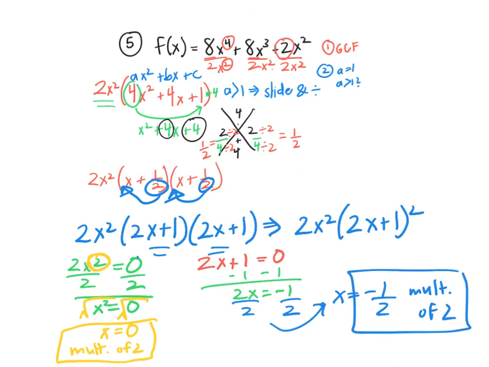All right, that is how you find your zeros and your multiplicity. If you're having trouble factoring, please go back and watch those factoring videos from last week. They're linked on your slide.